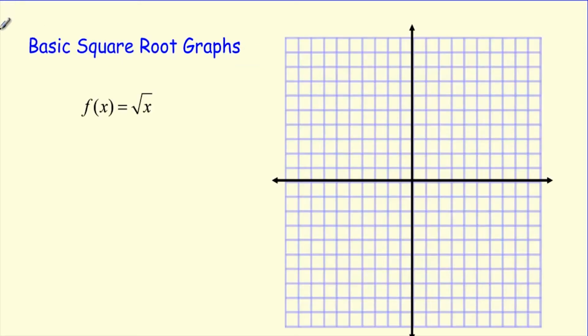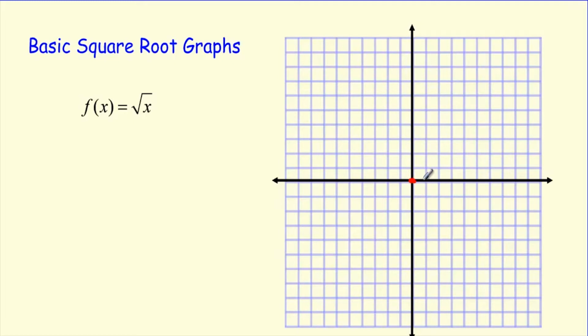First, we're going to take a look at our basic square root graphs. So our function is the square root of x. It is going to be a parabola opening sideways, but it's only half of the parabola. So whenever we take a look at this function, we'll start at the origin. It has not been shifted around.